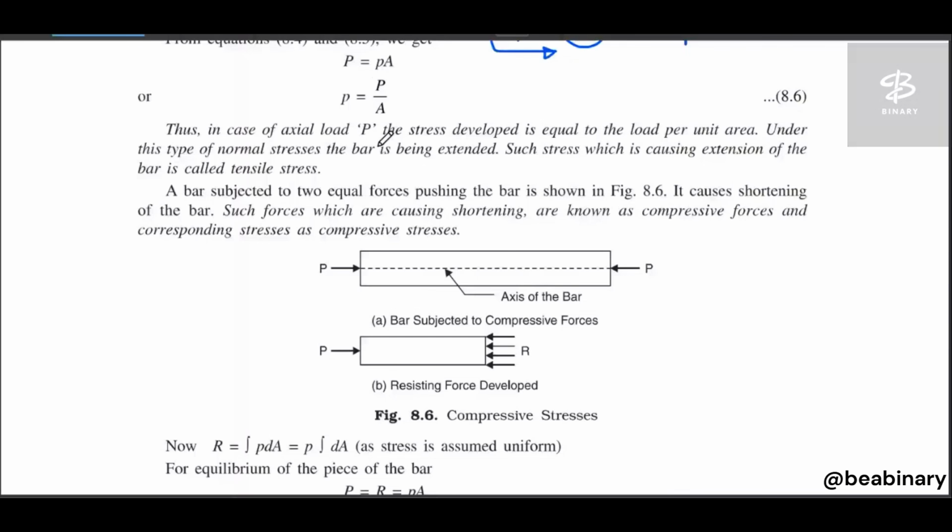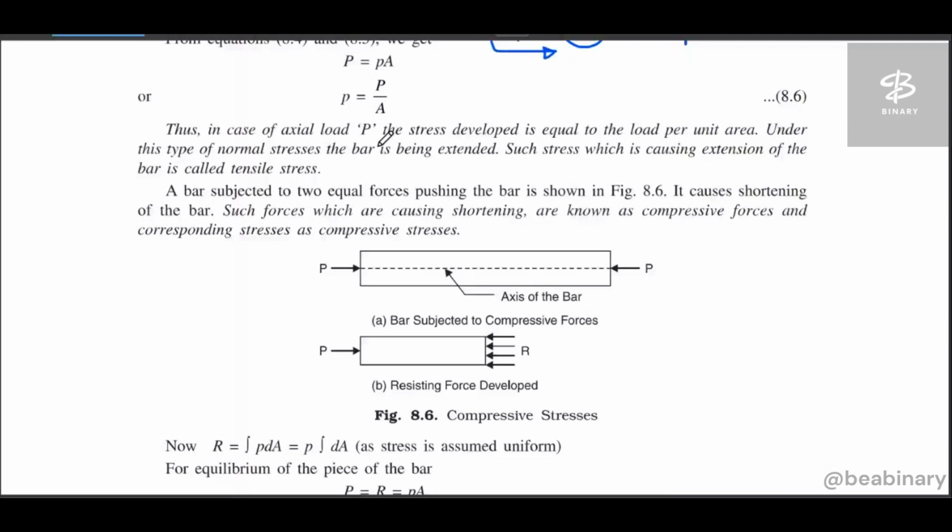Last time we discussed that under this type of normal stress, the bar is being extended because these are tensile forces. The bar is extended by such stresses, which cause extension. Extension means permanent displacement, permanent distortion. Extension of the bar is called tensile stress. Okay, if the bar is plastically deformed, then it is called permanent extension.